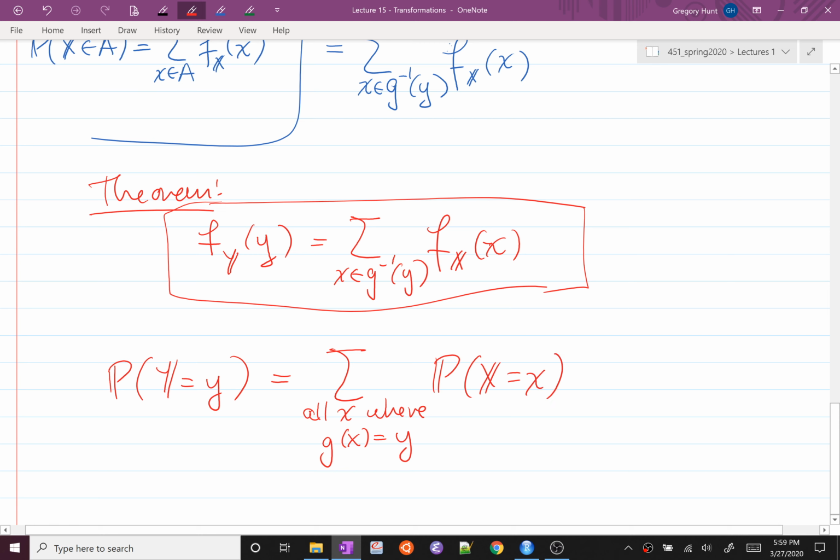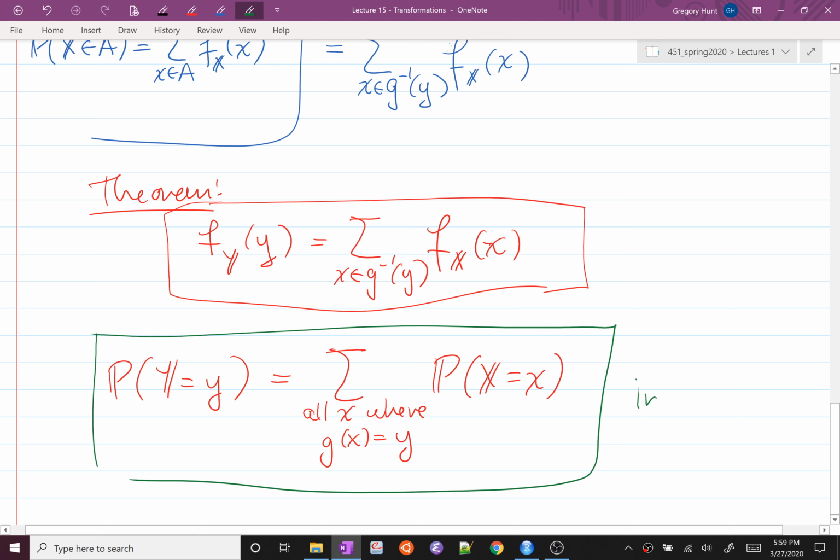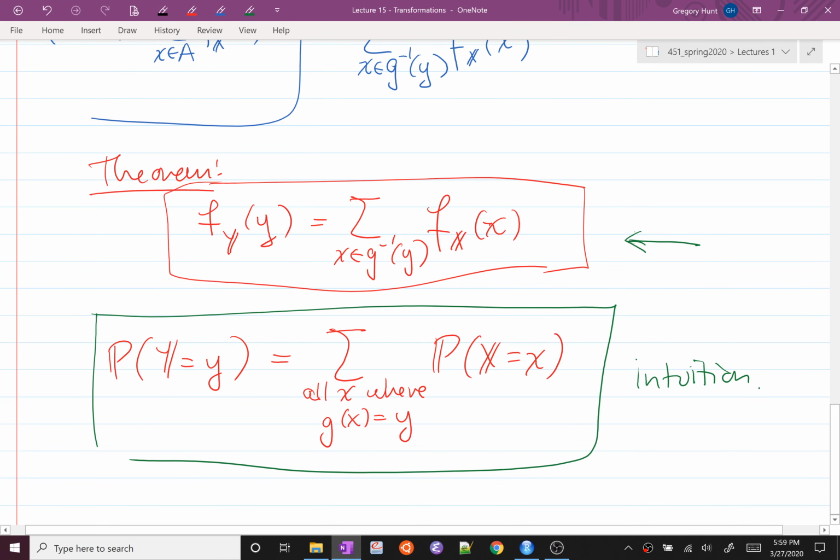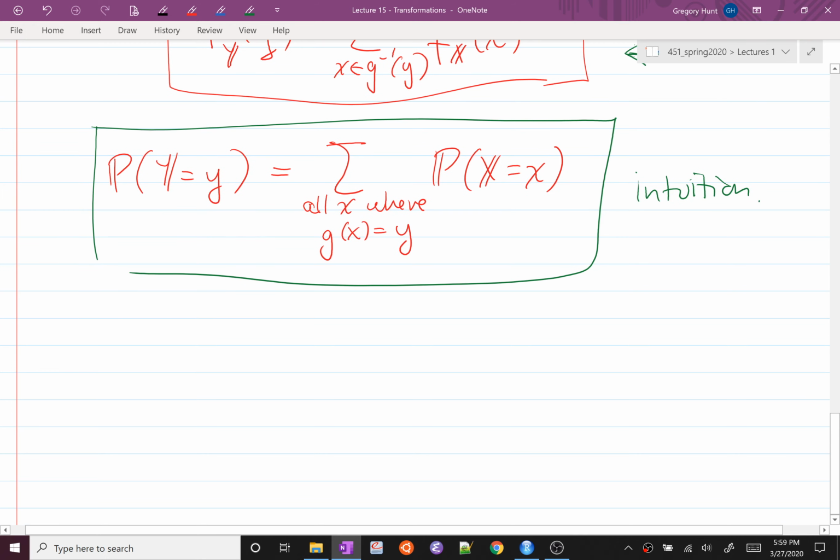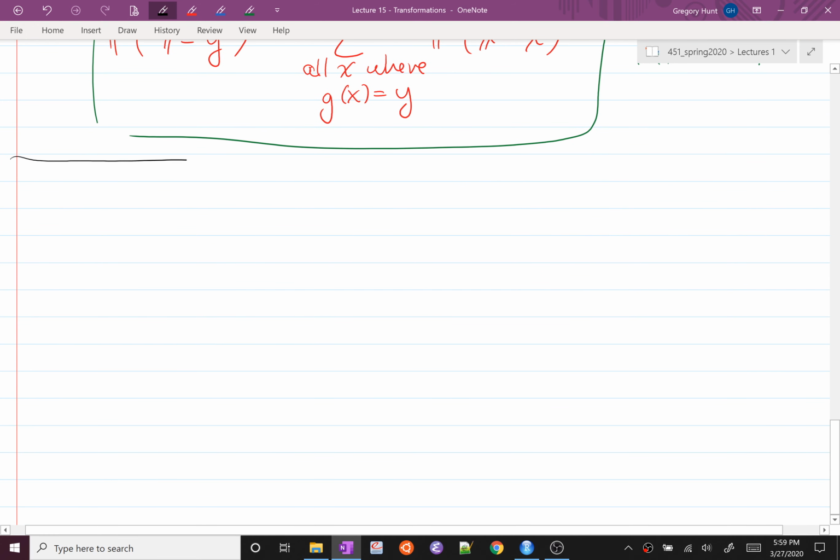So I want to know the probability y is equal to little y. I'm just going to sum up over all x where when I plug it into G, I get that little y. I'm going to sum up all those probabilities. So we should put a box around this and call this the intuition. The mathematical formalism in this formulation is correct and a little more general, but these are saying the same thing. Let's look at an example. It's actually not so bad when we look at an example. So here's the example we're going to look at.